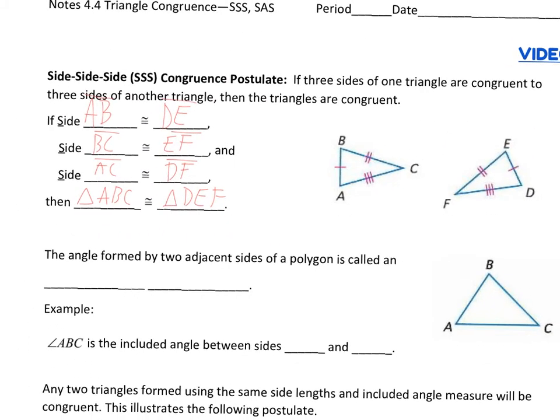We see that AB has the same marking as ED, BC, same marking as EF, AC, same marking as DF. All three sides are congruent, therefore the angles and the triangles must be congruent.